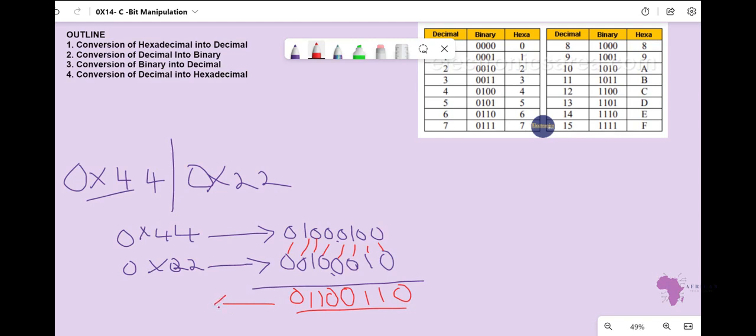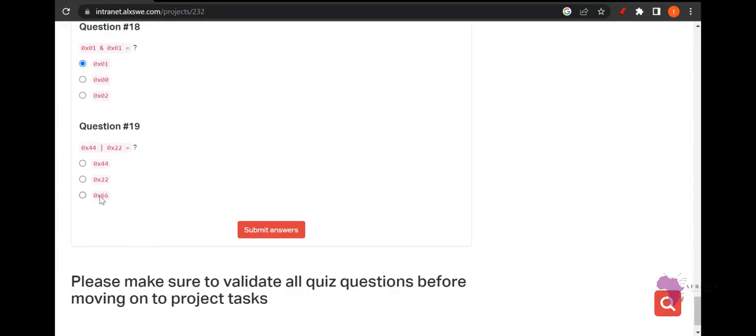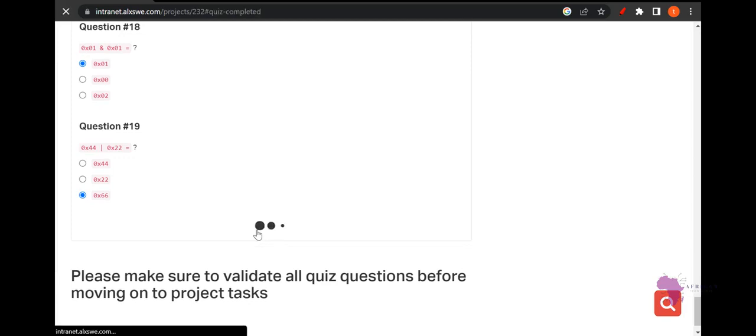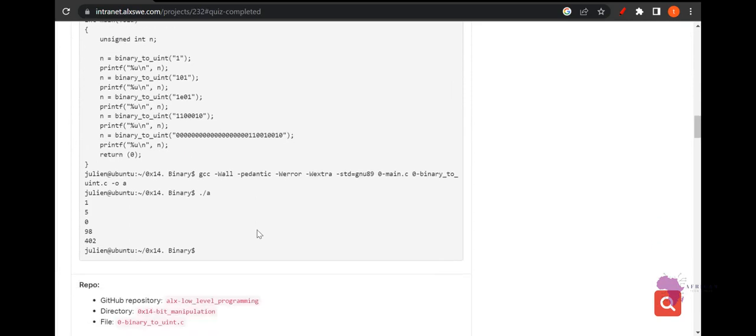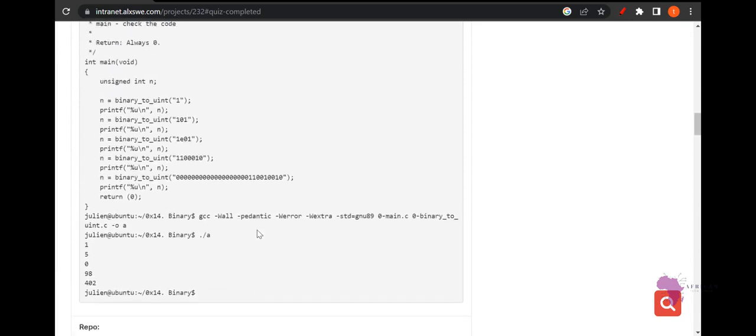Then we have to convert it back to hexadecimal. To hexadecimal, we will get something like 0x66, like that, guys. So now let's get our answers. This one. Then we are done with that. Let's submit. Yes, we are done. We are done with that.